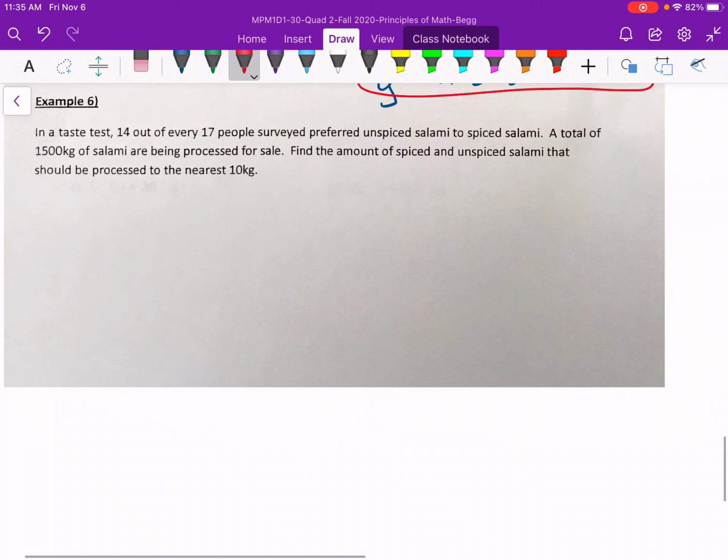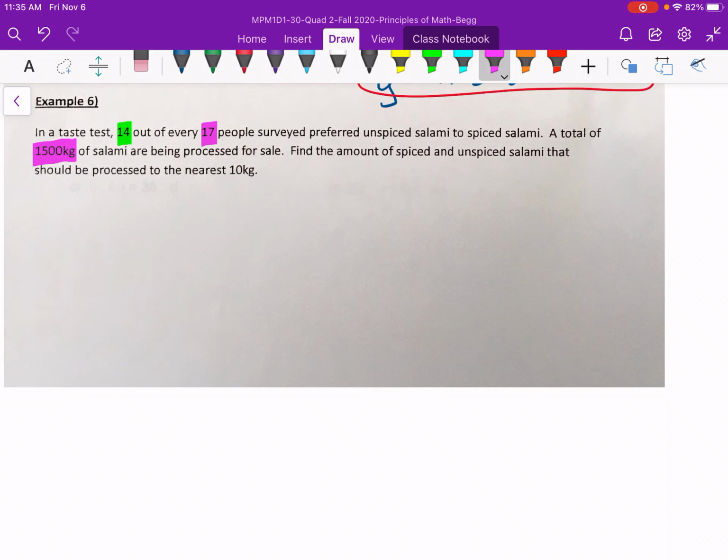Last one. In a taste test, 14 out of 17 people preferred unspiced salami to spiced salami. A total of 1,500 kilograms of salami are being processed. Find the amount of spiced and unspiced salami that should be processed to the nearest 10 kilograms. Okay, so 14 out of 17. The 17 actually means that that's the total number of people, which should match up to the 1,500 total kilograms.